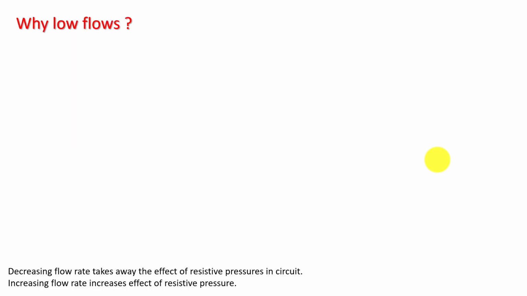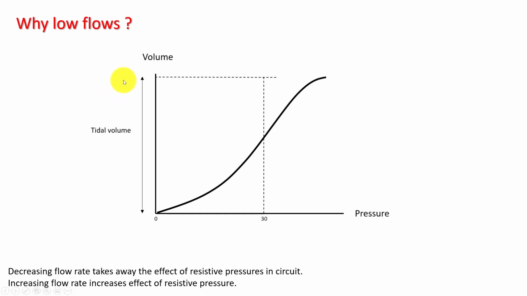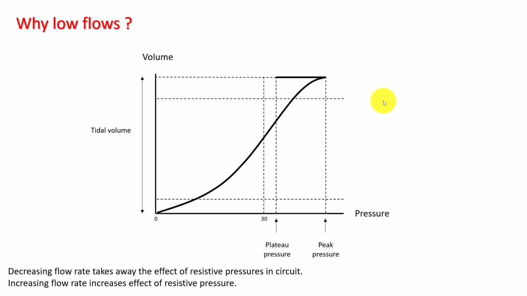So why do we need low flows using pressure volume loops? Looking at this example, this patient is getting a tidal volume with 0 PEEP. As you increase the tidal volume, the pressure inside the lungs increases and it reaches the maximum, which is the peak pressure. And if you perform an inspiratory pause, the pressure will fall down to a lower pressure, which is the plateau pressure. If there was no flow or slow flow, or there was no resistive component, the pressure volume loop will look similar to the one shown in the green.